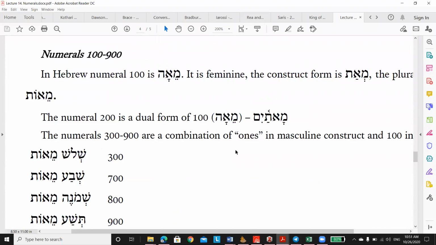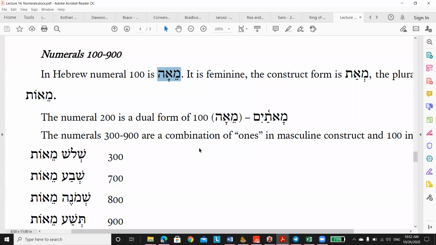Yes, one more thing that we need to remember is how to make 100 and up to 1000. So 100 is mea, and mea is feminine, and plural is meot. So let us see how they do the combination.